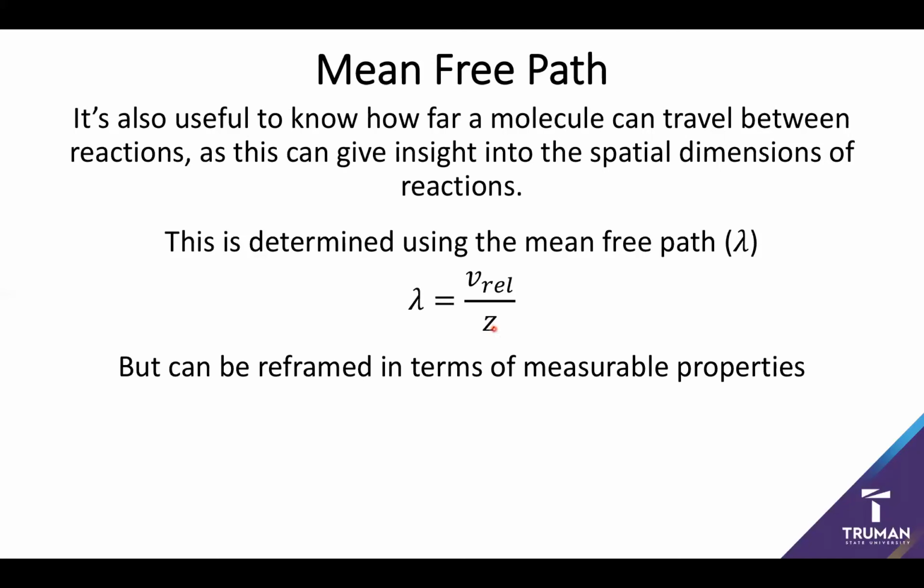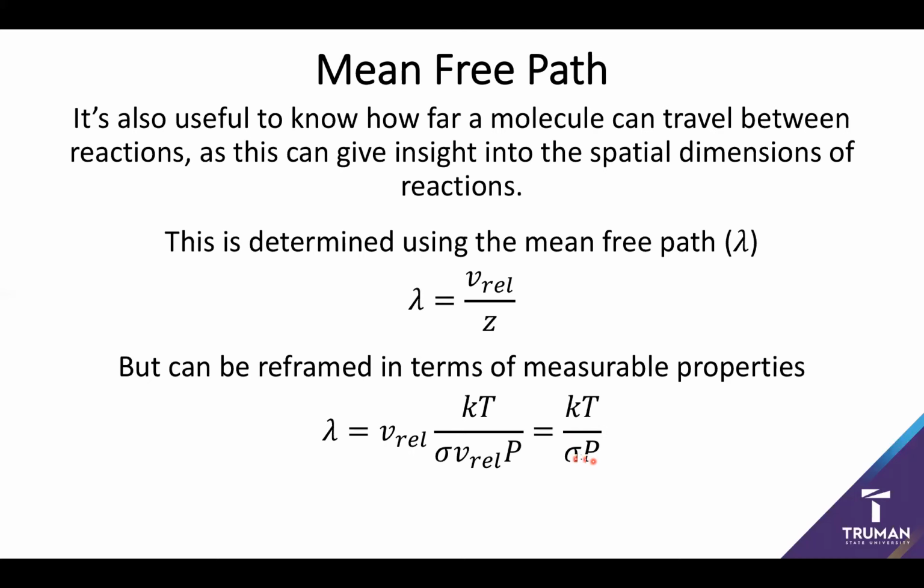However, we want to re-express this in terms of some more measurable quantity. So let's insert our equations for relative velocity and collision frequency. Our relative velocity we'll leave as is, put in our number of collisions, and what we're going to see is relative velocity cancels out, and the distance that a molecule travels before it hits something is really just going to be related to the temperature, the size of the molecule, and pressure, which is again another measure of concentration of our gas.